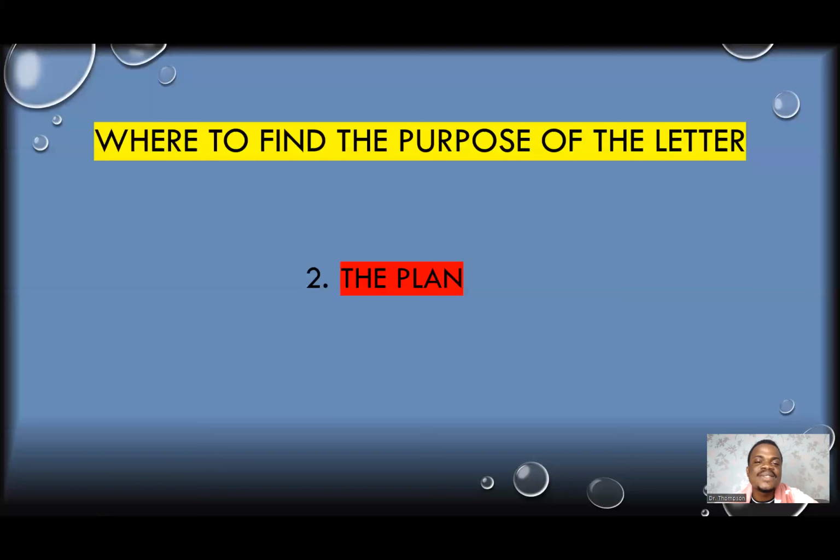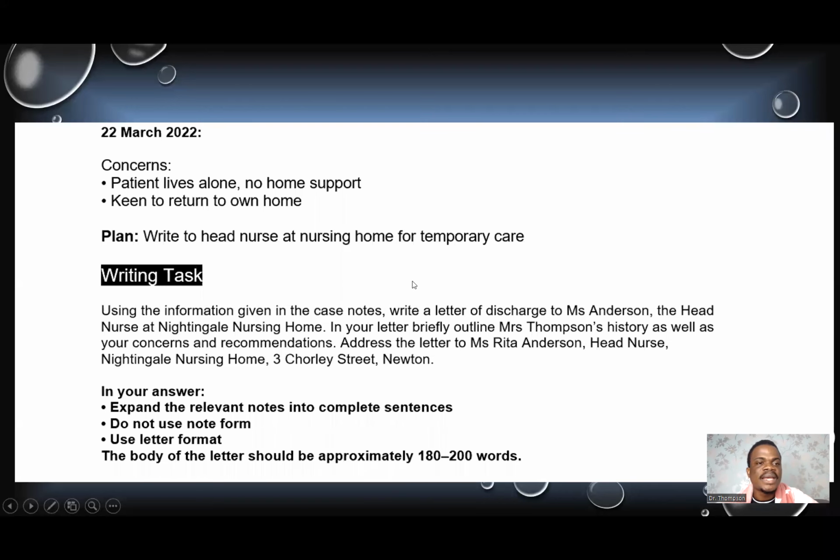All right, sometimes you might not see the purpose of the letter in the writing task. The next place to look out for is the plan, okay? For example, this is the ending part of this case note. Reading this case note, if you read this writing task, the purpose of this letter is not stated here, because it says, use the information given in the case note, write a letter of discharge to Miss Anderson, the head nurse of a Nightingale Nursing Home.